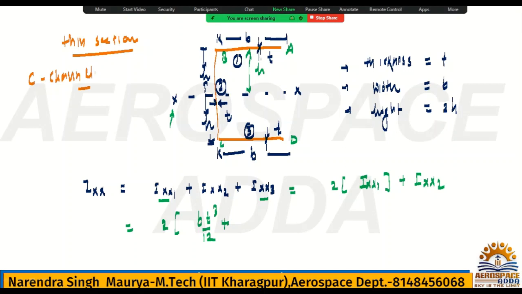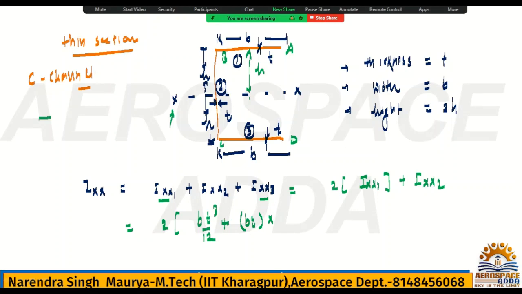A is the area. What is the area? It is b into t. Y is the CG distance from the axis. You are talking about the moment of inertia about this x-axis, hence the distance of the CG of this AB section from the x-axis is exactly h. And this thickness is t, so again you can say t by 2.